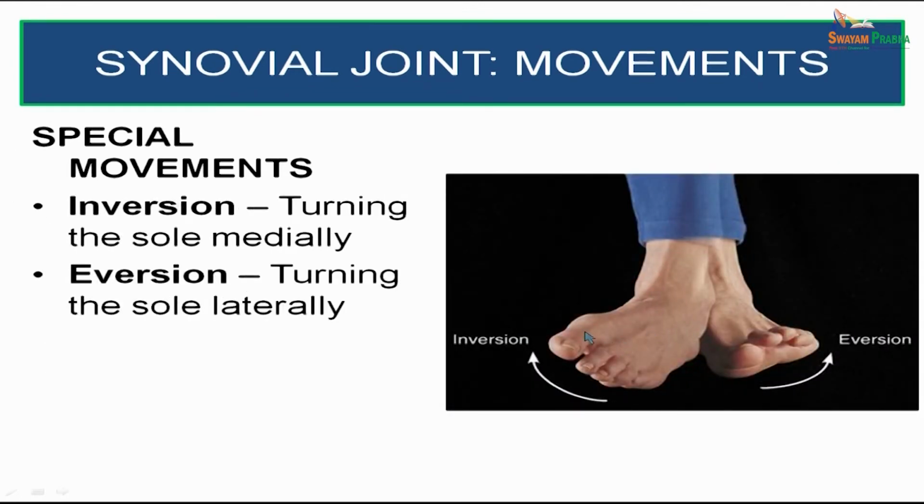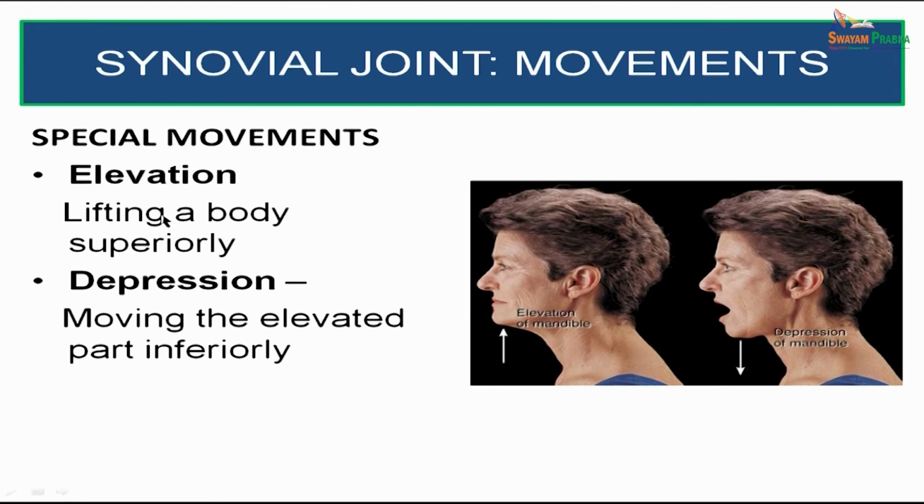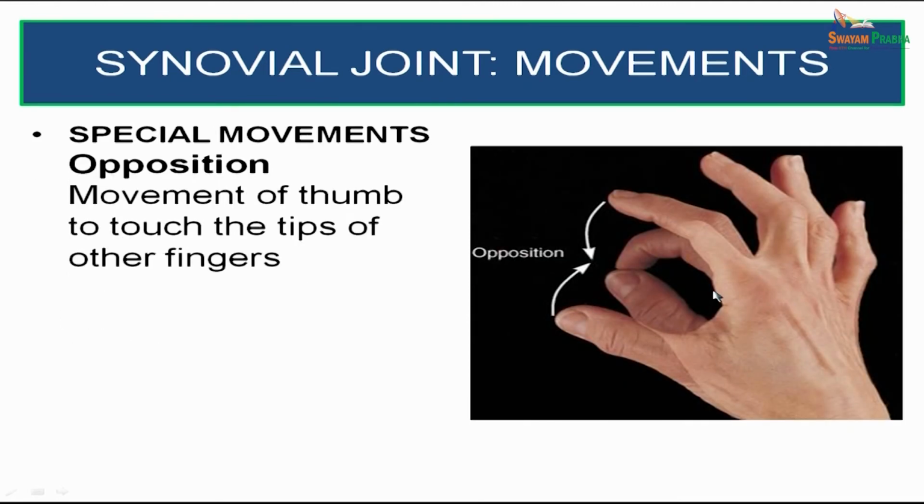Then we have the movement inversion and the movement eversion. In inversion, the sole of the foot faces medially. In eversion, the sole of the foot faces laterally. We have some movements of the jaw called protraction, in which the jaw moves outwards and forwards, and retraction when the jaw moves backwards. We have the movement elevation, in which we close the mouth or lift the jaw, and depression, in which we open the mouth or the jaw comes down. We have a special movement of the thumb, which is called opposition, in which the thumb touches the tips of other fingers.